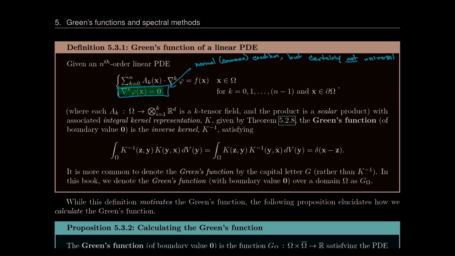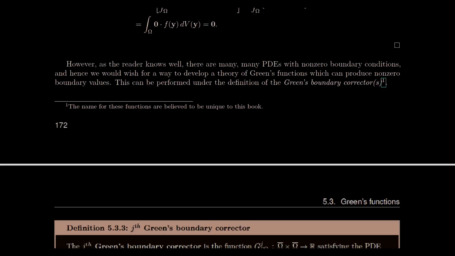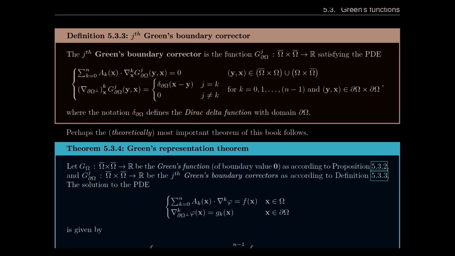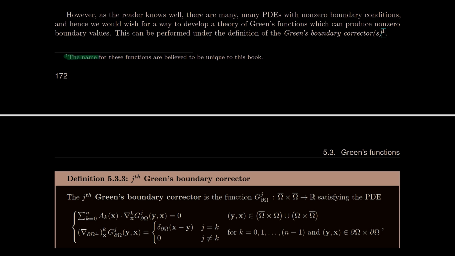So we maybe want to extend the notion of Green's functions away from the boundary value always being 0, even though we kind of had to rely on that to define them. We had to rely on that for the Dirac delta function to be well defined. What we can do now is define Green's boundary correctors. And I do have a little footnote on the previous page that says the name for these functions are believed to be unique to this book. So you'll always see things similar to the Green's boundary correctors in other books. They gain different names. Sometimes they're just embedded in the definition of the Green's function. Other times they just show up in a theorem without a specific name.